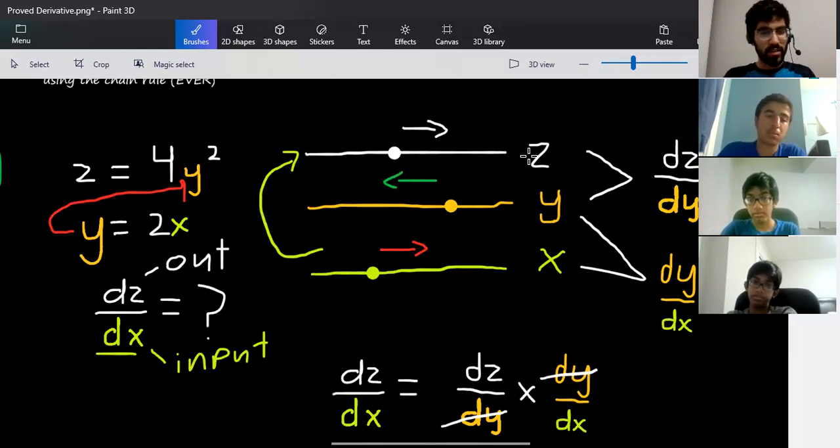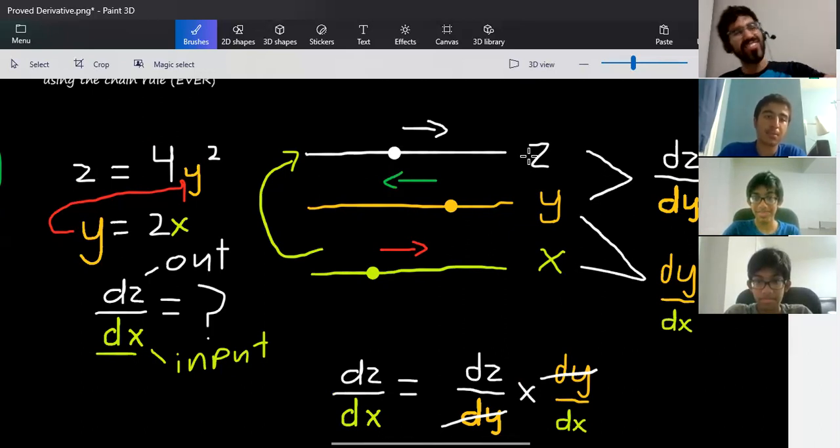Making sense? Sorry, you don't need to nod just because it makes sense to me. Does it make sense to you? Yes, it makes sense to me. Does it make sense to you?